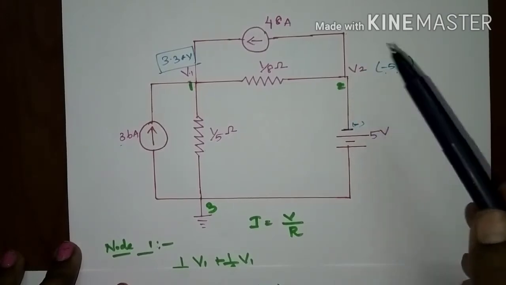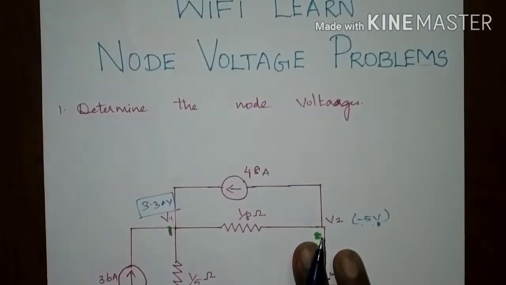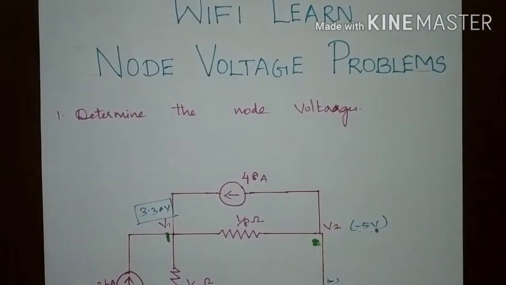By using this V2, we have found the V1 value very easily, just by using node voltage analysis. Without forming lengthy matrices, we have solved it easily. Move on to the next problem.